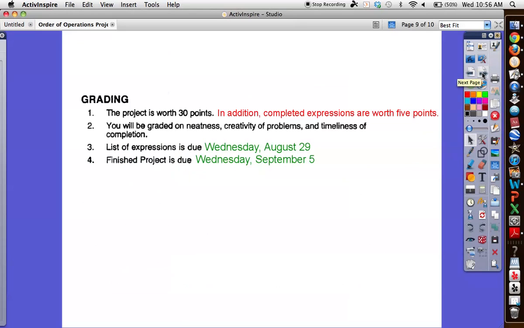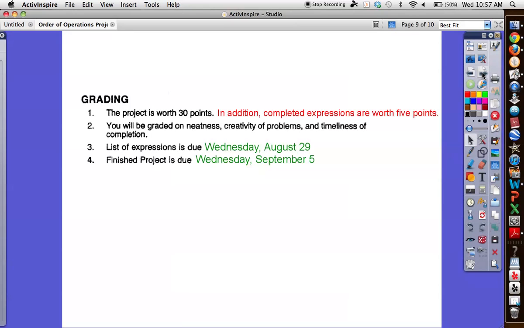All right, getting them done by Wednesday. You're going to be graded on the following things. And you need to write down, take a minute, take your time tracker out and write down these 2 deadlines. August 29th for the expressions, September 5th for the finished project. Everything's done, it's beautiful, it's ready to hang in the room, it's ready for me to grade.